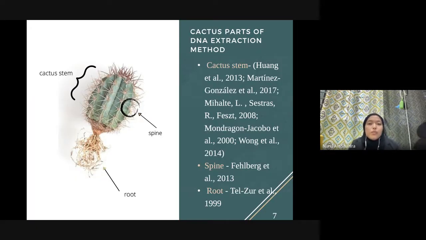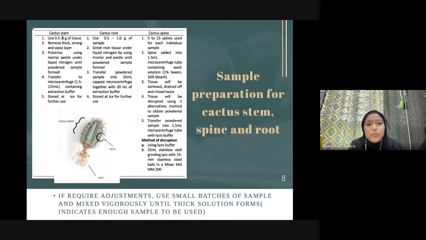So moving on to the next part. Among all the cactus parts, cactus stem, spine, and also root can be used in DNA extraction method, and cactus stem is commonly used in previous studies when studying cactus at molecular level, as it can provide a good amount of DNA compared to spine and also root.